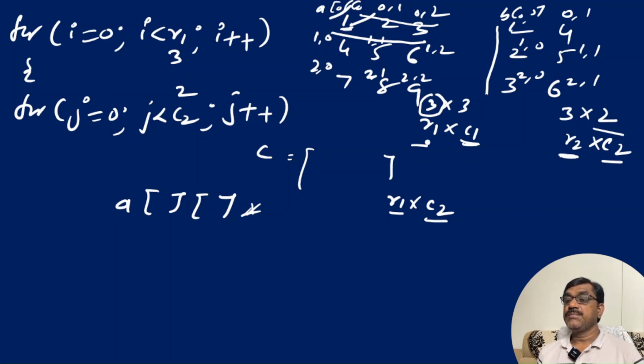See, for multiplying, we do 1 into 1. That means a of 0, 0 into b of 0, 0. That means I'm writing a of i. And if you write j here, what happened? The problem is, if you write j here, j starts from 0 and goes less than 2. But we have to multiply a of 0, 0 and b of 0, 0, a of 0, 1 into b of 1, 0, and a of 0, 2 into b of 2, 0.